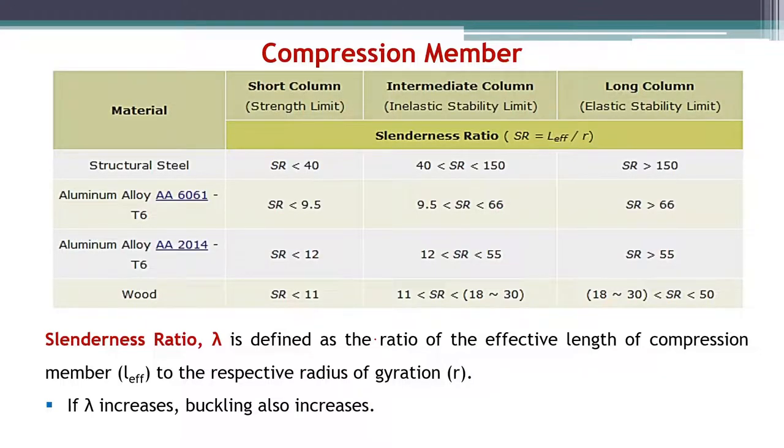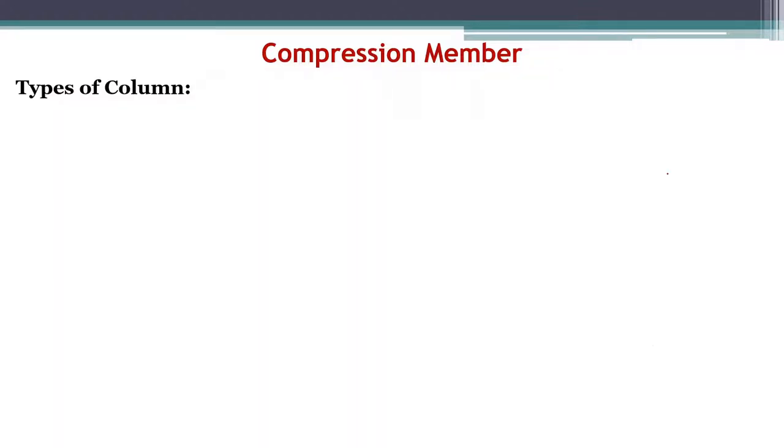Here is the table which gives different materials. First is the structural steel or mild steel. For mild steel, the slenderness ratio falls in different ranges. One is less than 40, then here the slenderness ratio is between 40 to 150, and in the last, the slenderness ratio exceeds 150. Now, as I said, the slenderness ratio plays a major role in the behavior of a compression member. We even classify the compression member based on the slenderness ratio. Types of column.